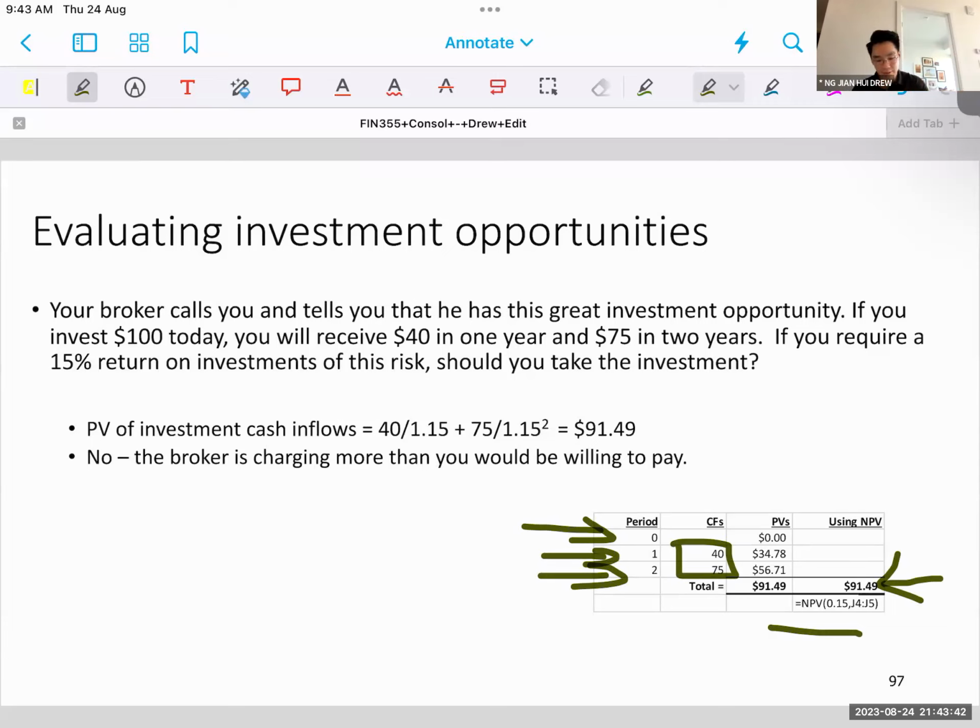So at the end of the day, should you take this investment? Anyone? Yes, no, right? Because you are getting $91 by investing $100. Of course, it's quite normal because they have to charge you admin fees.